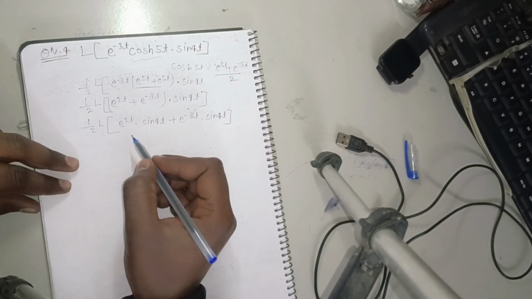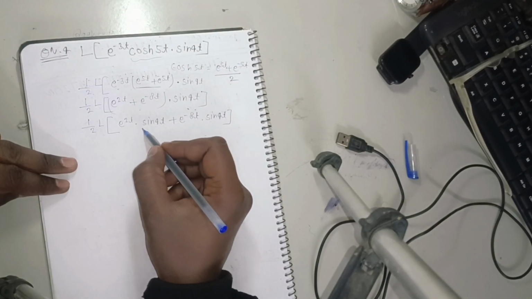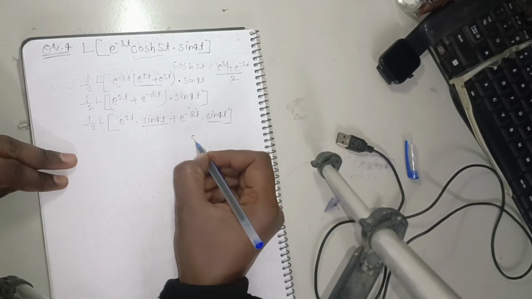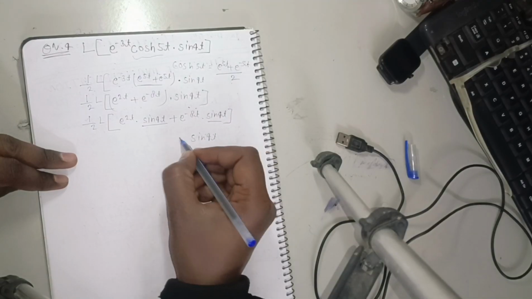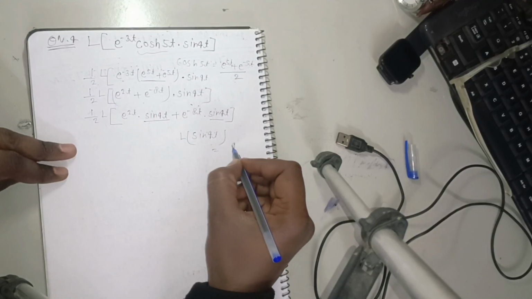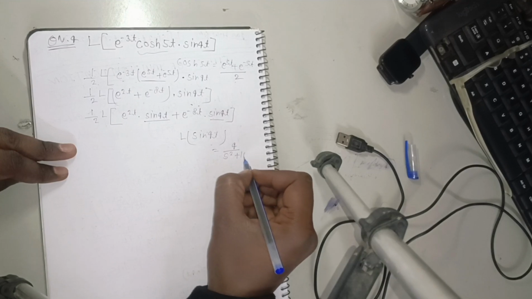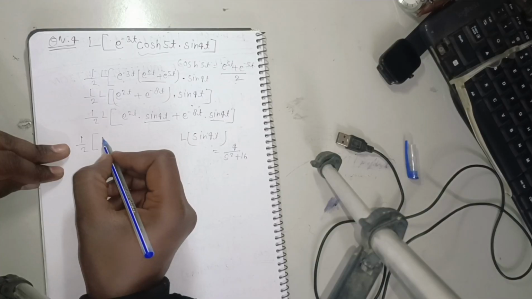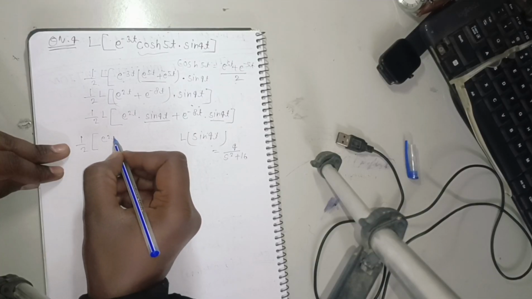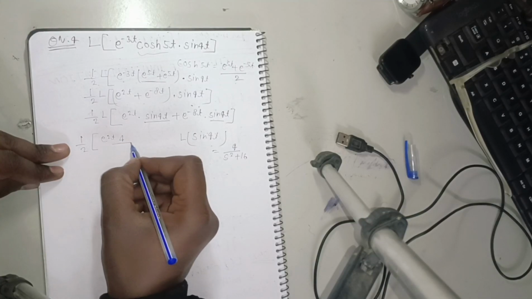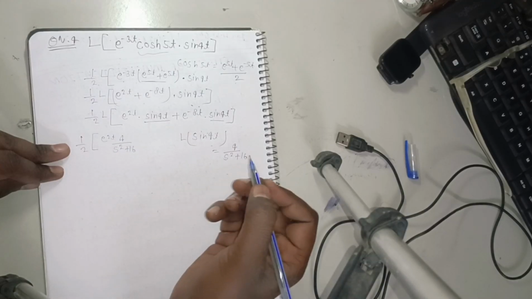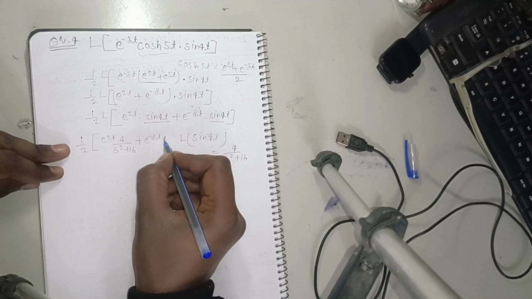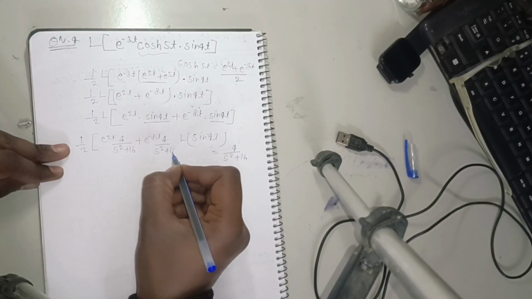Okay, so now simply I can find what is sine 4t Laplace. Sine 4t Laplace is 4 upon s square plus a square, that is s square plus 16. So 1 upon 2, e to the power 2t times 4 upon s square plus 16, plus e to the power minus 8t times 4 upon s square plus 16.